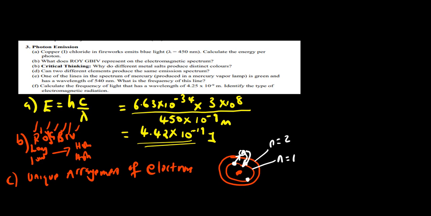Number E is, one of the lines in the spectrum of mercury produced in a mercury vapor lamp is green and has a wavelength of 540 nanometers. What is the frequency of this line? This is also a simple question. We've been solving these ones. How do we solve E? Allow me just to rub here.